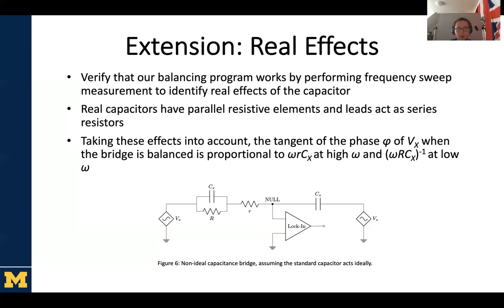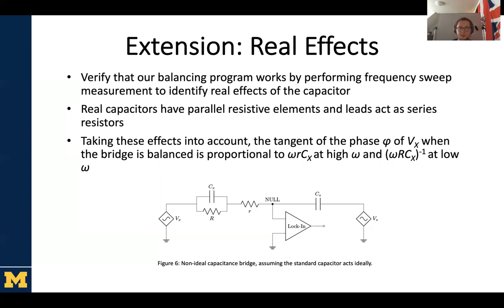Because when you have real capacitors in a circuit, they tend to exhibit a parallel resistive element, which dissipates some energy, and also all of your wires have some type of series resistance in them. So we model that using this circuit below, where we have a parallel resistance capital R for our capacitor and a series resistance R representing our leads.